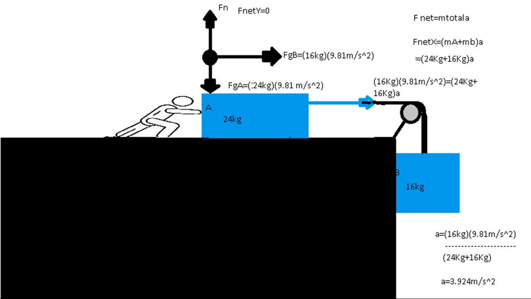Since block A is not moving in the y direction, the net force there is going to be 0. And the normal force and weight are going to be balanced. Because both blocks A and B have mass, they will have inertia that will affect the acceleration of the system. Newton's second law would require us to take the total mass of the system into the equation.